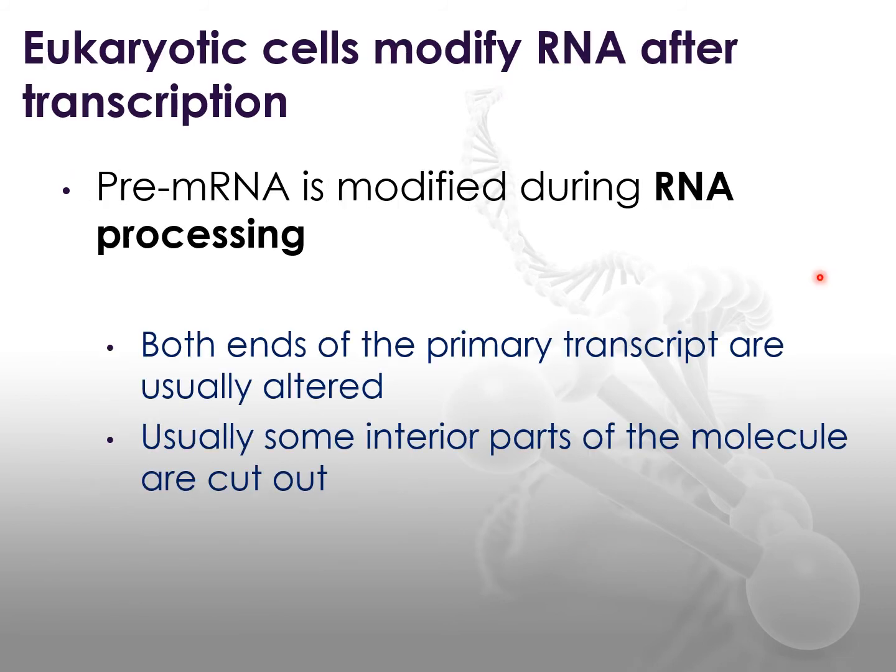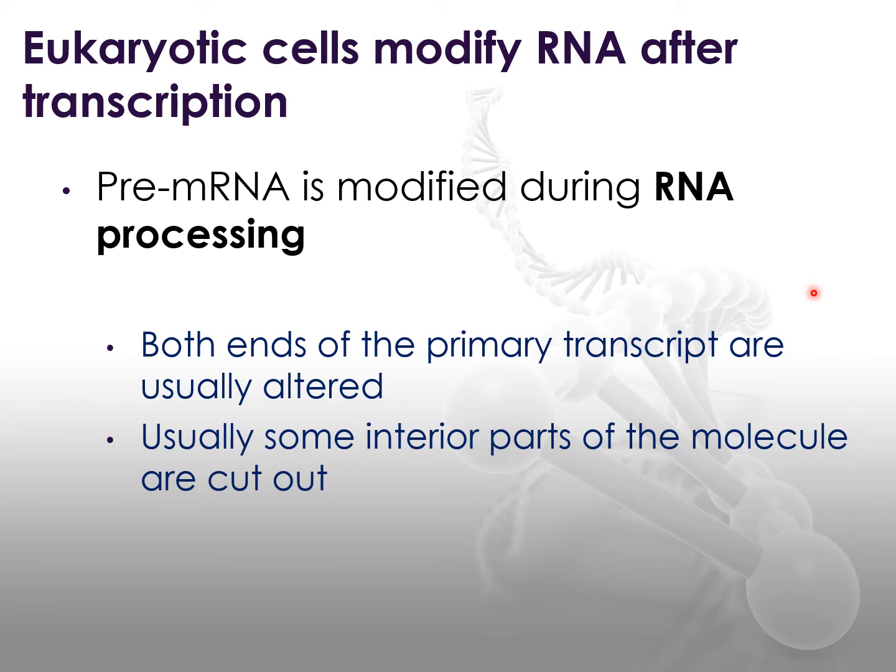So as I stated, in eukaryotes, the RNA that's synthesized from transcription is not completed RNA, or messenger RNA, so it must be modified. So what it's actually called is the pre-messenger RNA. So this pre-messenger RNA must be modified in at least 3 different ways.